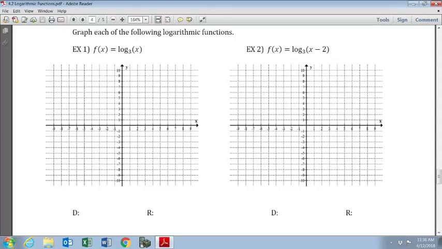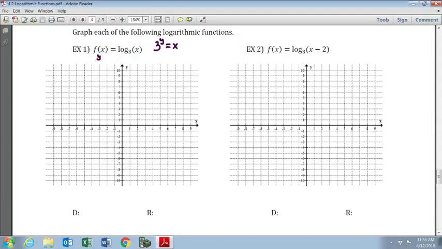So on the first one, it says f of x equals log base 3 of x. Let's use the y notation, and we're going to change forms. It can be difficult to draw a table for a graph when it's in log form. You can certainly try it, but you have to be careful how you choose your x values. It's much easier to change this to the exponential form, which would be 3 to the y power equals x. Remember, it's our base to the y power equals x.